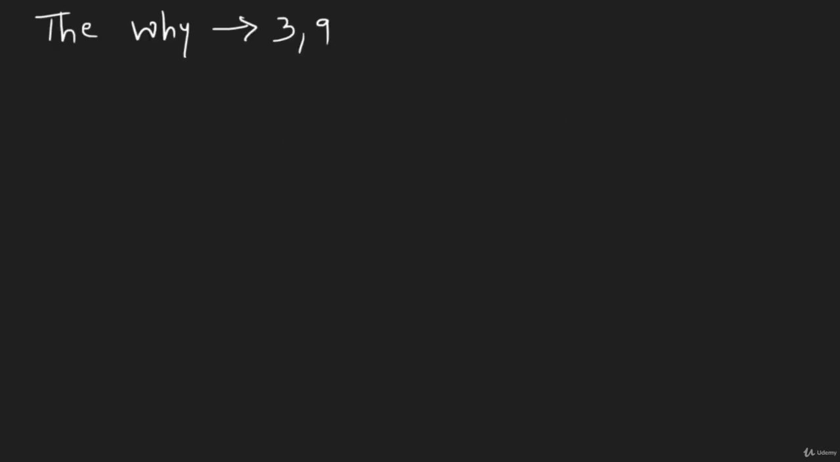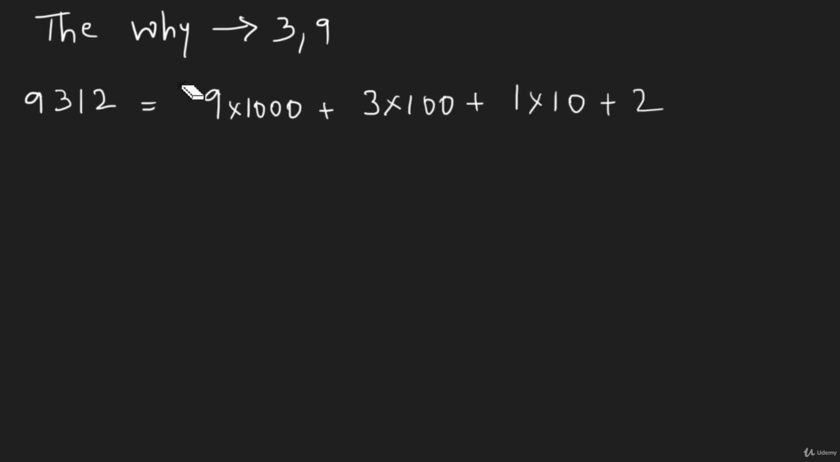In this video, let's try to understand the logic behind the technique which we learned to check the divisibility of 3 and 9. Alright, let me take a number 9312 and write its expanded form. So 9312 is equal to 9 into 1000 plus 3 into 100 plus 1 into 10 plus 2. If you add this, you will get 9312. Therefore, this is the expanded form.